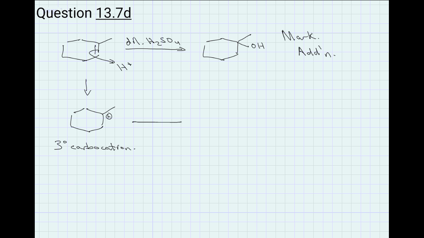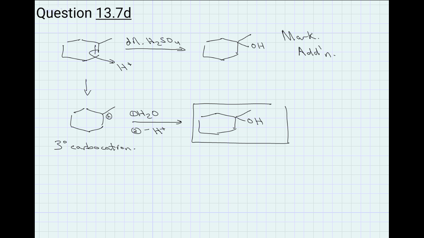So what's going to happen now is we're going to add water across that, steps 1 and 2, and we're going to lose a proton. What we end up with is our product, our tertiary alcohol. That is why we would use dilute sulfuric acid in this case: when we add our acid, we generate the most stable carbocation right away. So let me circle that, our tertiary carbocation. That's not going to rearrange, and that's why we can use dilute sulfuric acid.